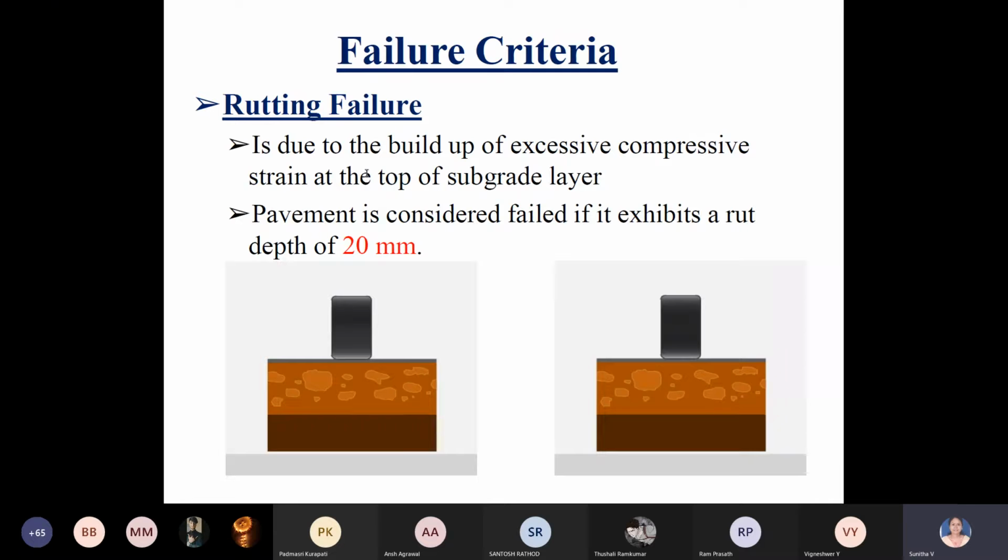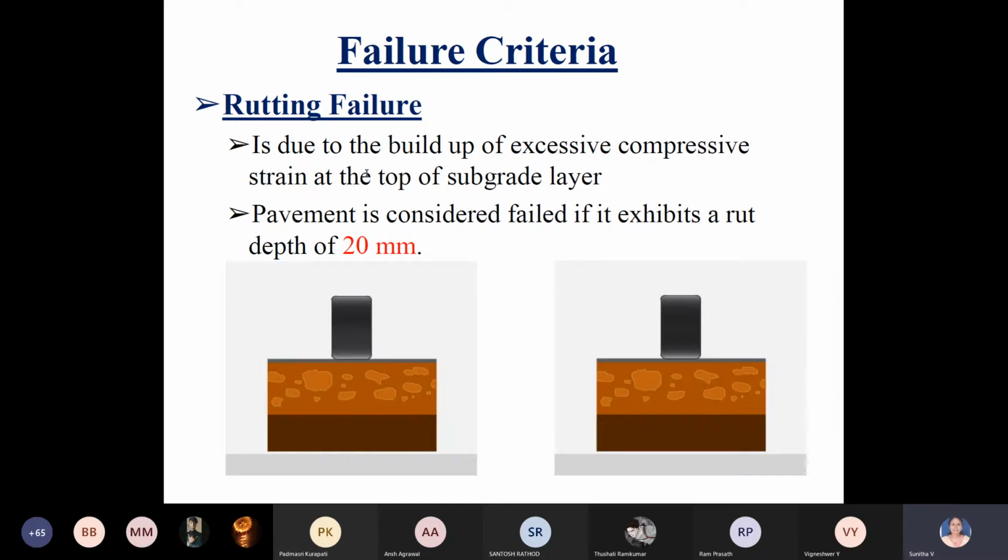Even in good national highways you can see this. Depressions at any point are different, but depressions which are parallel to the center line, along the wheel path, are called rutting. It will be parallel for quite a long time. This rutting failure is due to the build-up of excessive compressive strain at the top of the subgrade layer.